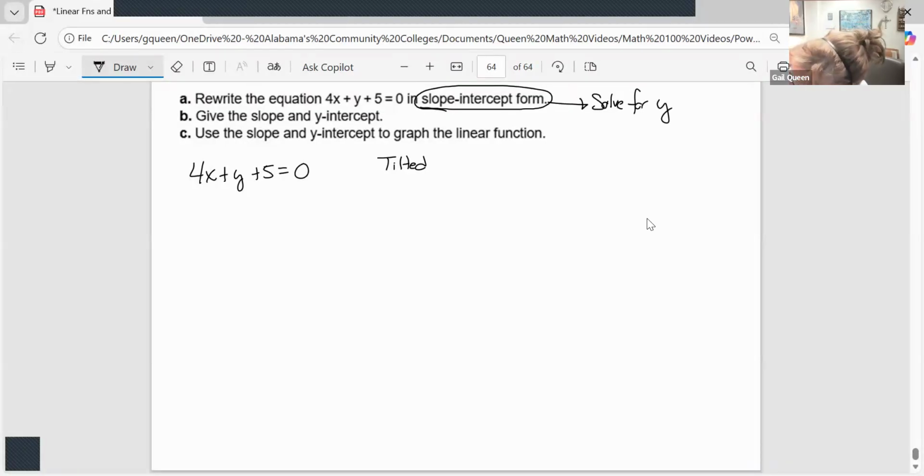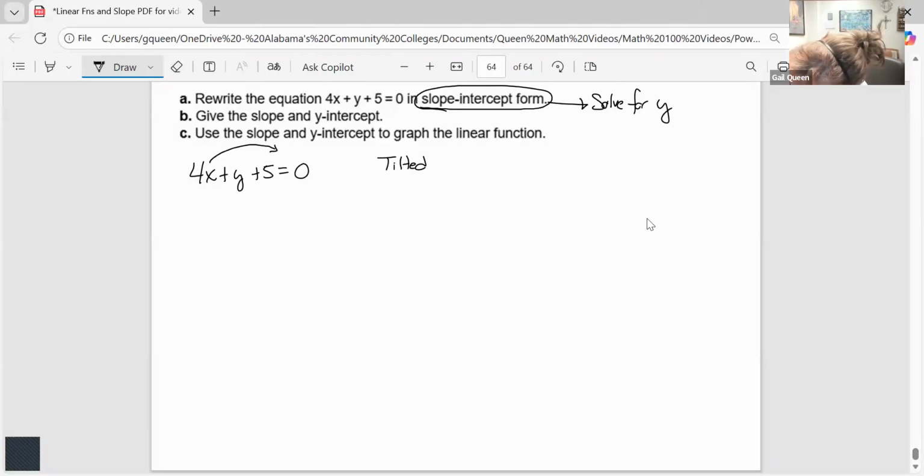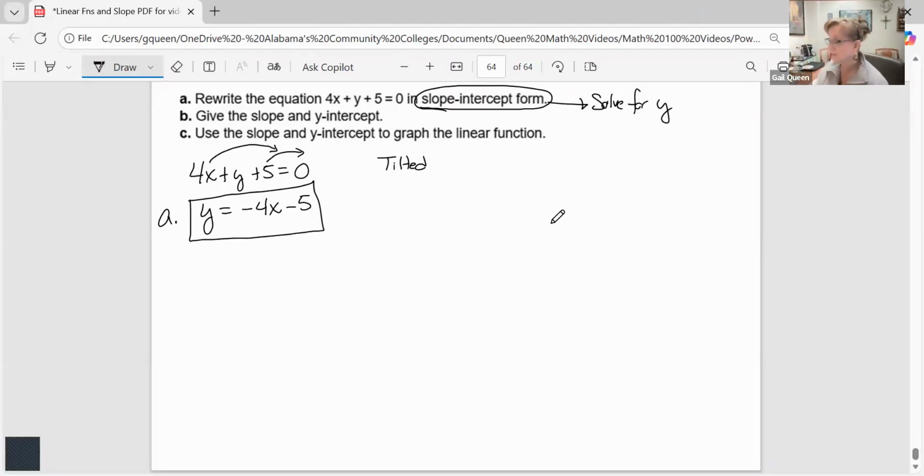So to solve this for y, we're going to move the 4x term over to the right side and the 5 over to the right. I'll have y equals negative 4x minus 5. So that is the answer to part A. It says solve the equation for y, put it in slope-intercept form. Part B says give the slope and the y-intercept.